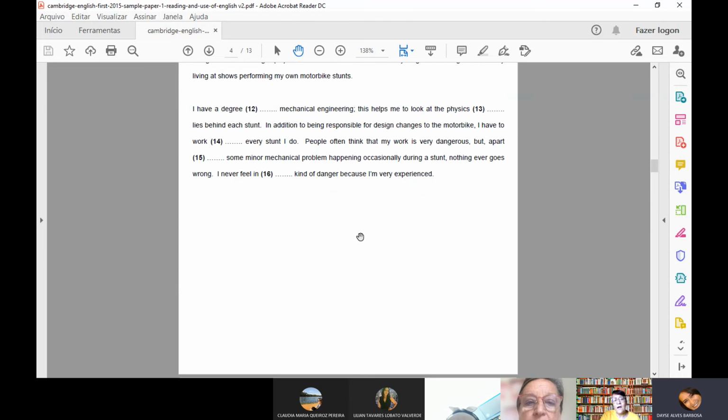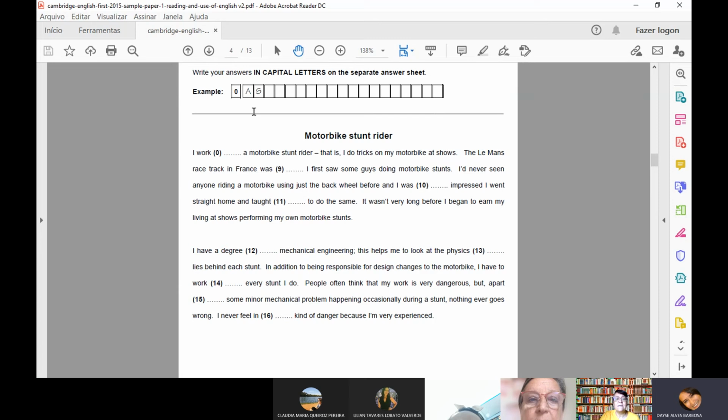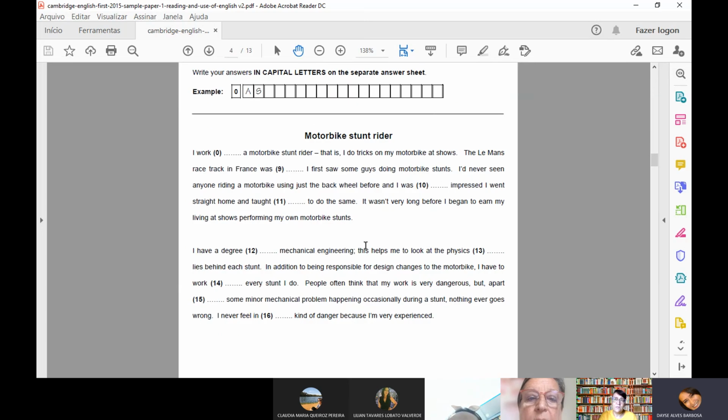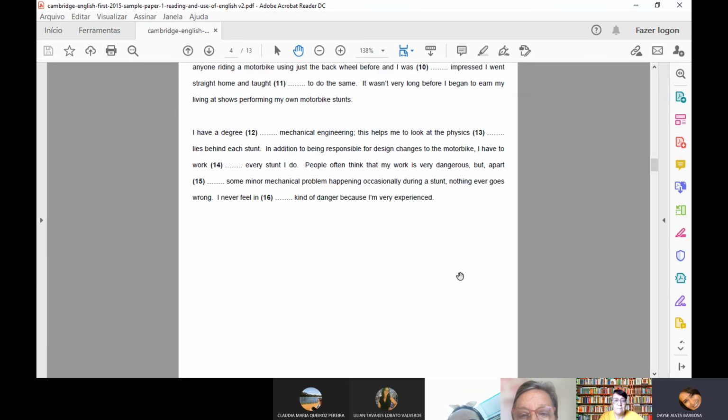Usually, they ask, for example, as is a word that they usually use in this part of the test, part 2. They usually use words like as. They usually use relative pronouns. They usually use prepositions also. They usually use pronouns, personal pronouns, conjunctions. You see, so we're gonna focus on these things.